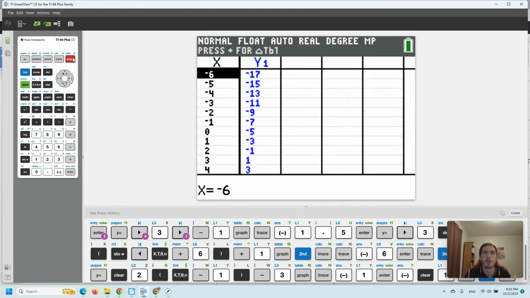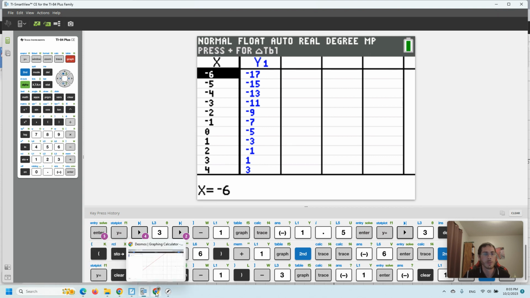Or I can just go to the table and I could pick any of those points. All those are right answers. So -6, -17 is right. -3, -11 is right. 2, -1 is right. Any of those are right. So those are all good options. So that's pretty easy. If we want to use Desmos, we can use Desmos as well.